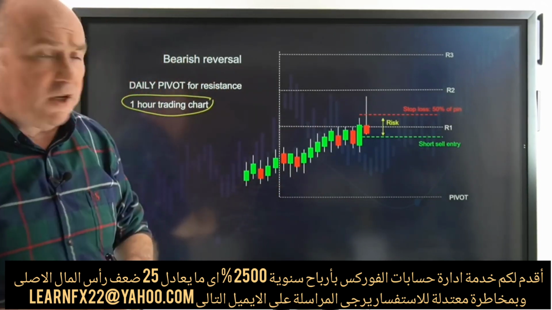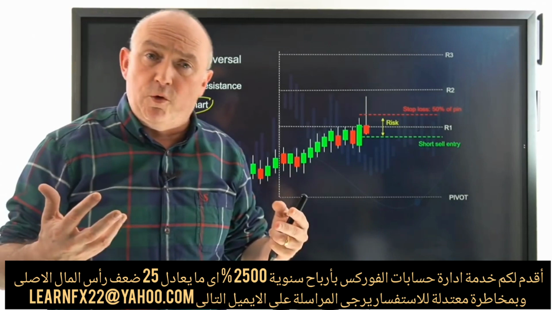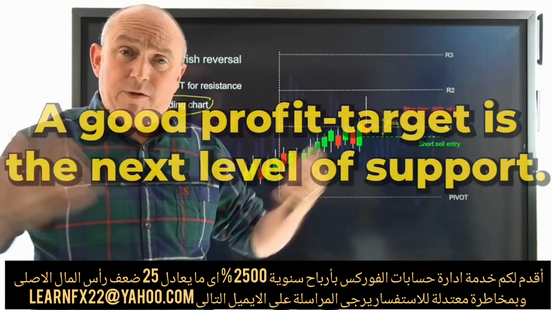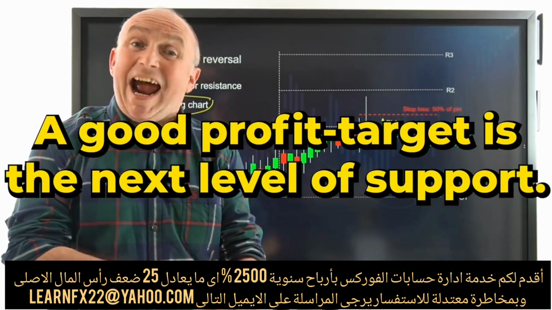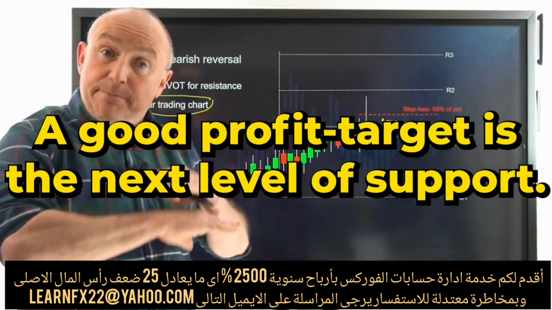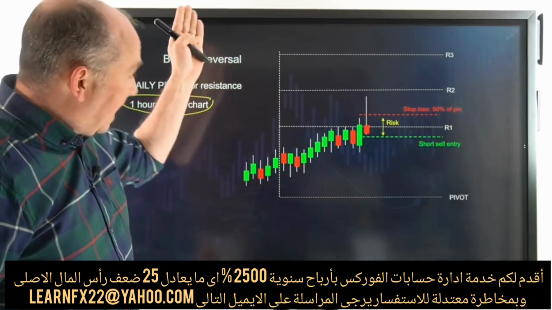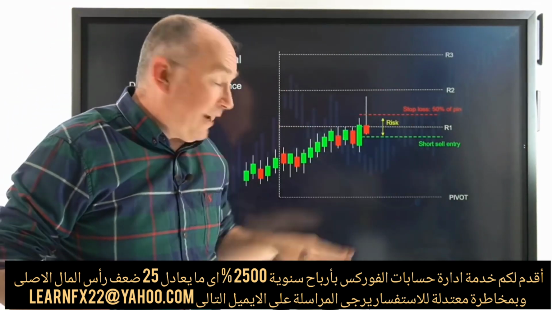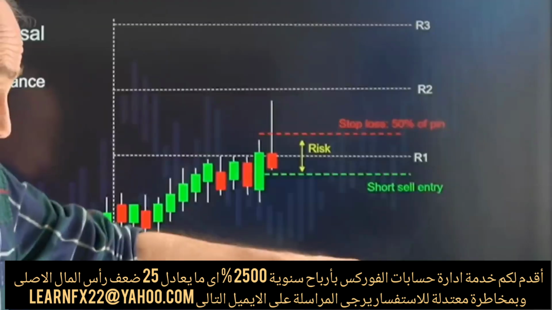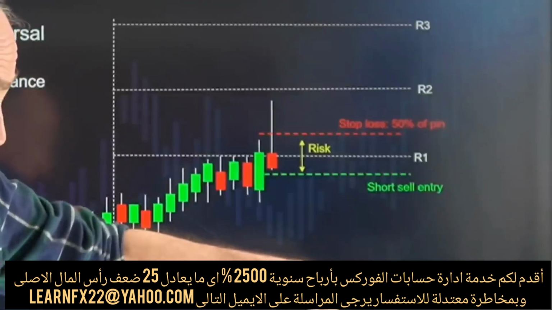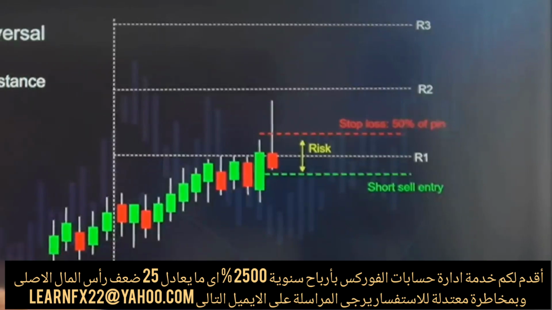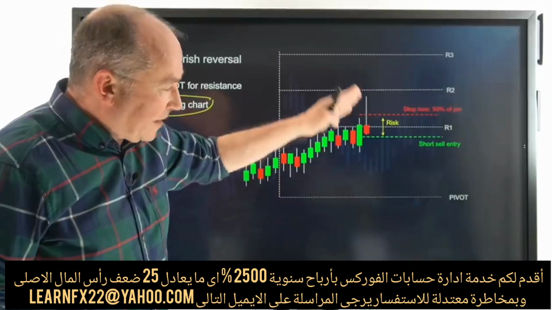And once you've got your risk sorted out, then you can look for your profit targets. No point entering a trade if you don't know where you're going to get out. Normally you get out of the reversal at the next level of support, in this case, because it is a bearish reversal. So the next level of support could be back down at the next pivot point. Or indeed if you've gone down and entered at the pivot point, it would be S1 or S2, S3 and so forth. But go and watch the videos on pivot points. So that's where your next level will be.